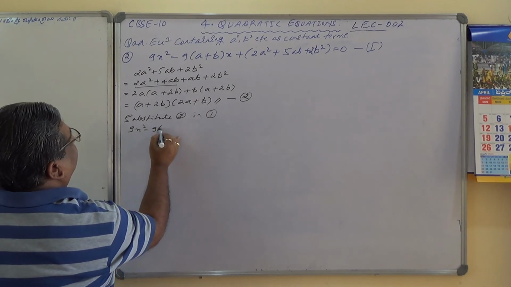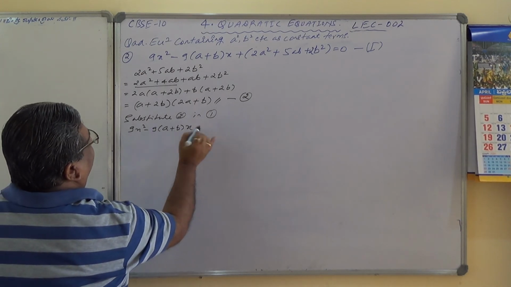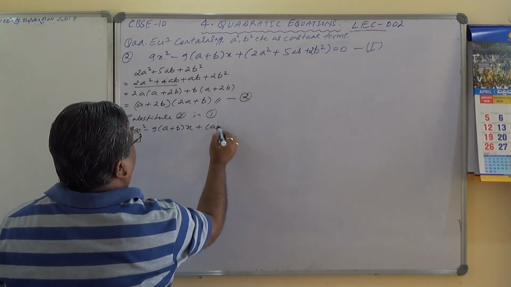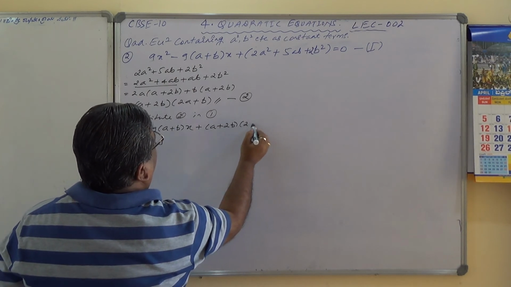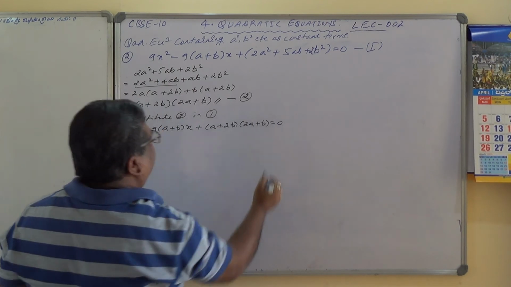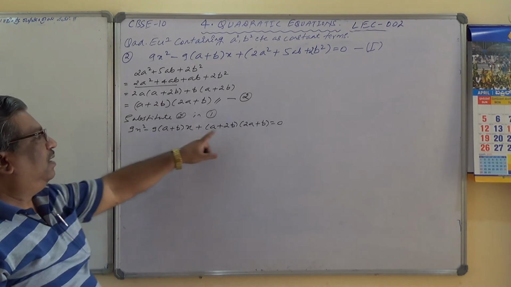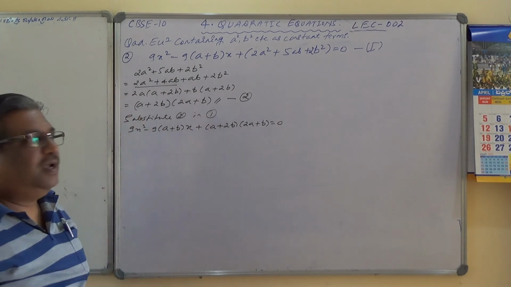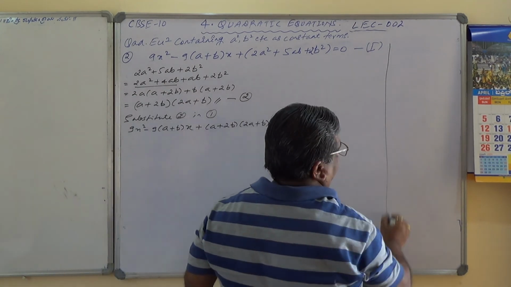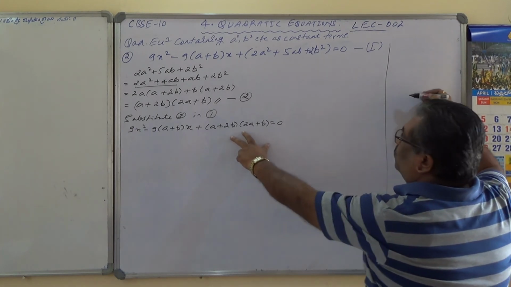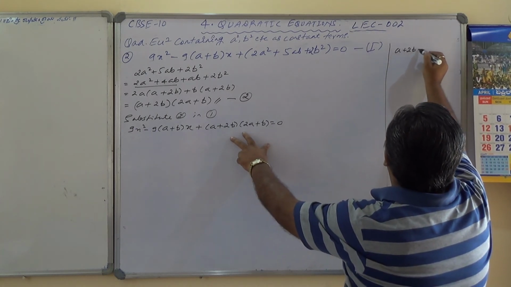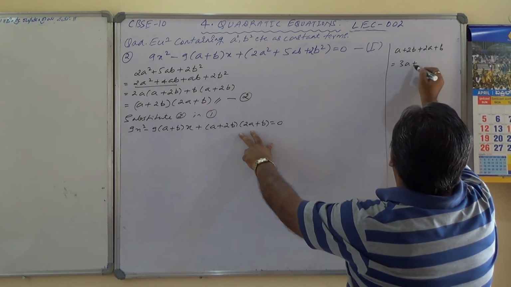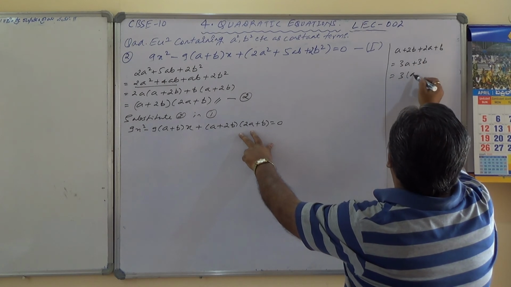9x square minus 9 times a plus b x plus the constant term is replaced by a plus 2b into 2a plus b equals 0. Now what will we do now? Earlier method. These are the two factors, add or subtract to get the middle term. So let me work in the rough space here. I am adding these two terms, a plus 2b plus 2a plus b, which equals 3a plus 3b, which equals 3 times a plus b.